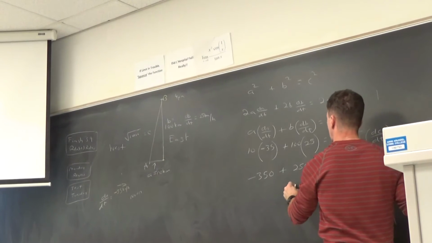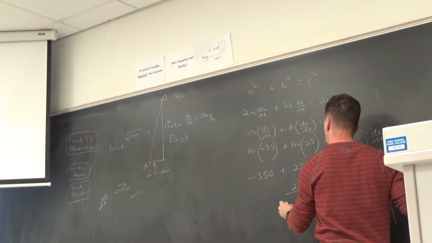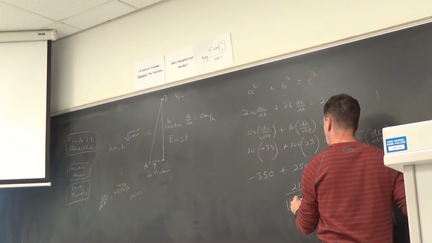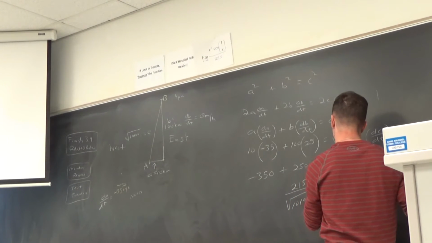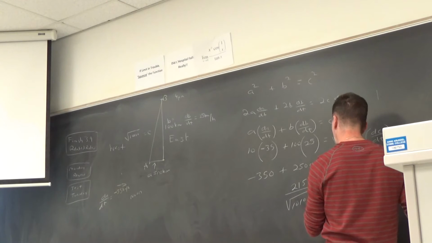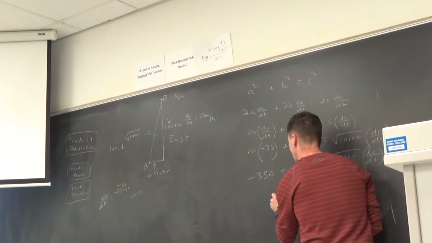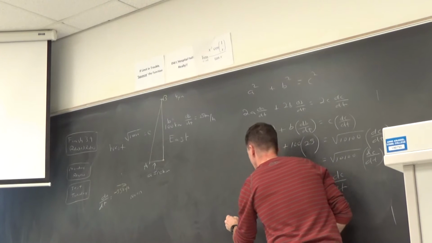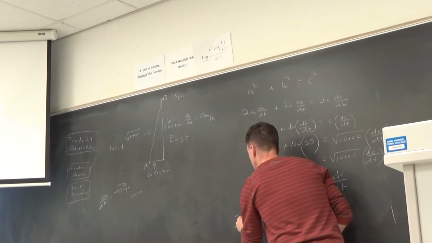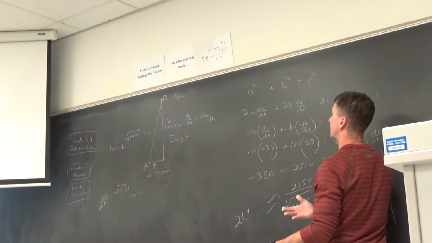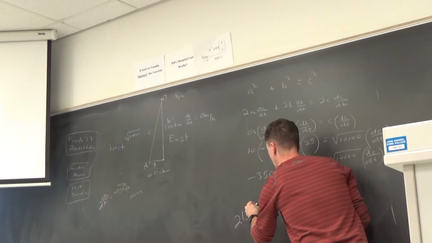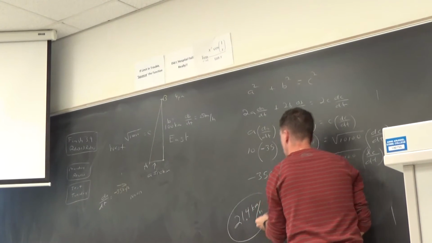2150. And then what's 2150 divided by the square root of 10,100? Now we'll approximate the answer. I'll go to one decimal place. What would that be? 21.4. All right, I'm gonna squiggle, everyone. 21.4, what's my units? Kilometers per hour.